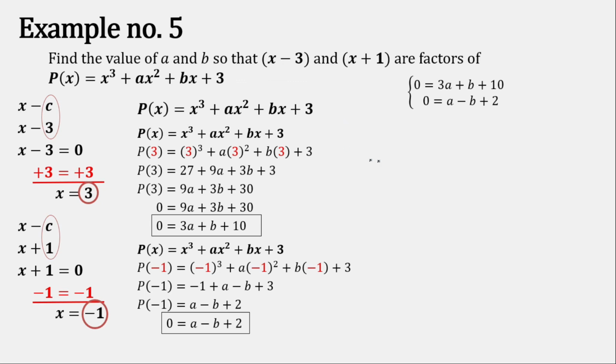At first, I would like to solve for the value of a using this equation. Or you could just add it if you want, but I will pursue this one. So I will get 0 is equal to a minus b plus 2. Then I will solve for the value of a by adding b and subtracting 2 on both sides. Therefore, the value of a is b minus 2.